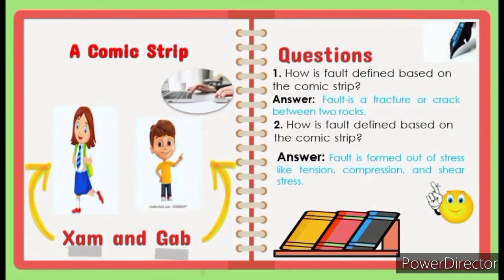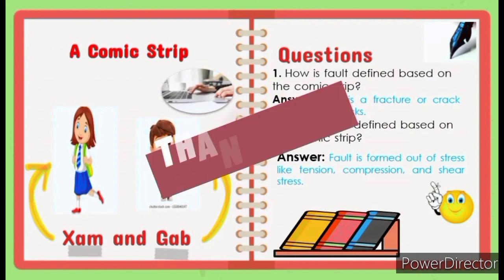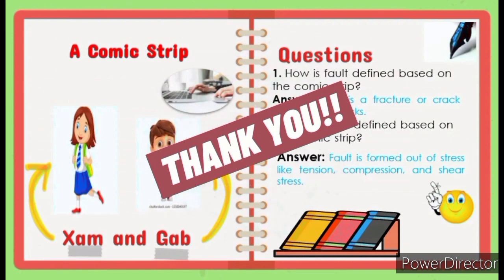Here are the answers. Number 1 question again: how is fault defined based on the comic strip? Answer: fault is a fracture or crack between two rocks. Thank you for getting the correct answer. Number 2 question: how is fault formed based on the conversation of Sam and Gab? Answer: fault is formed out of stress like tension, compression, and shear stress. As we go on with our topic, we will discuss further these 3 types of stress. Okay, thank you again for getting the correct answers.